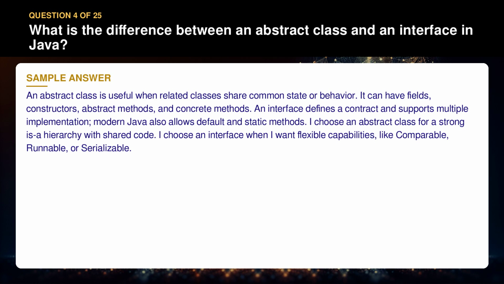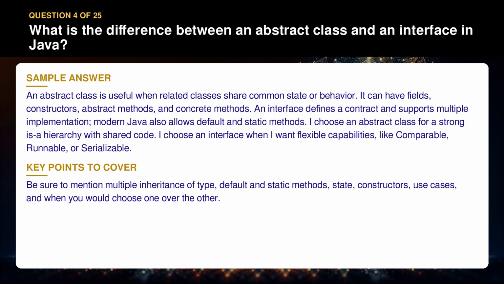I choose an abstract class for a strong is-a hierarchy with shared code. I choose an interface when I want flexible capabilities like Comparable, Runnable, or Serializable. Be sure to mention multiple inheritance of type, default and static methods, state, constructors, use cases, and when you would choose one over the other.